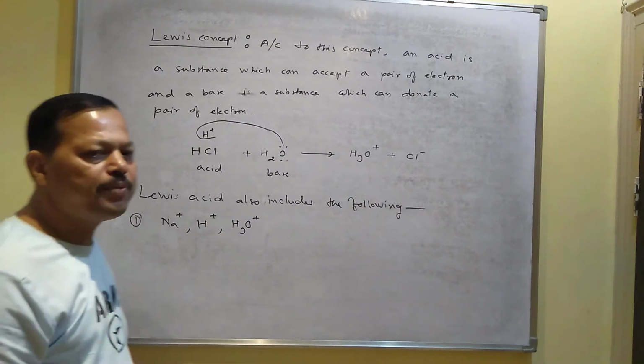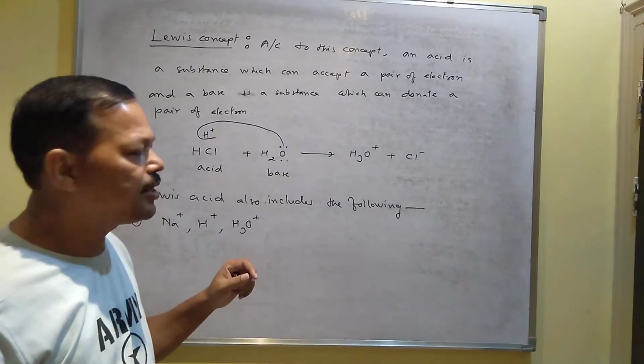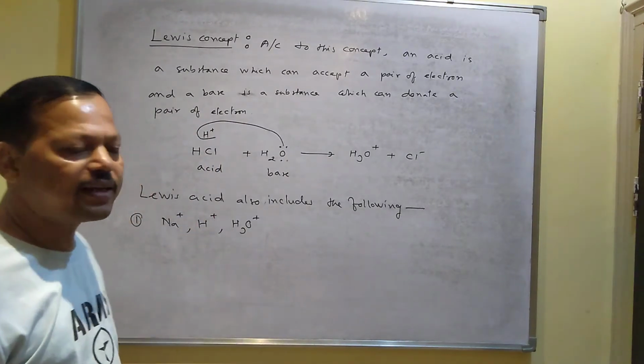That is why if you get some positive ion, that type of positive ion always acts as acid, because they can accept a pair of electron, and that is why all cations act as acid.